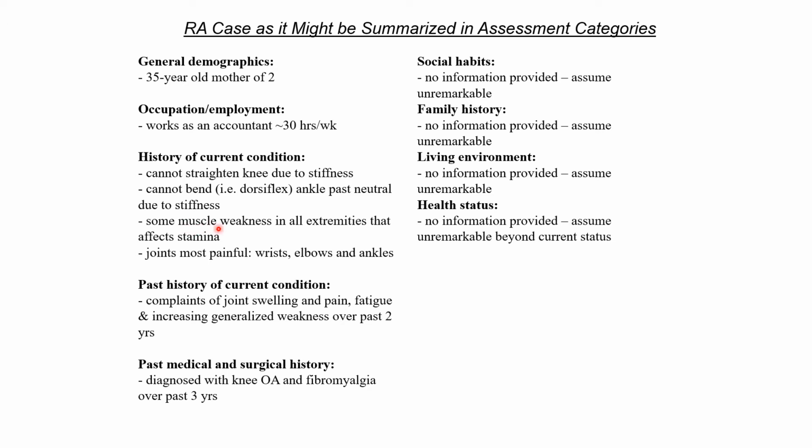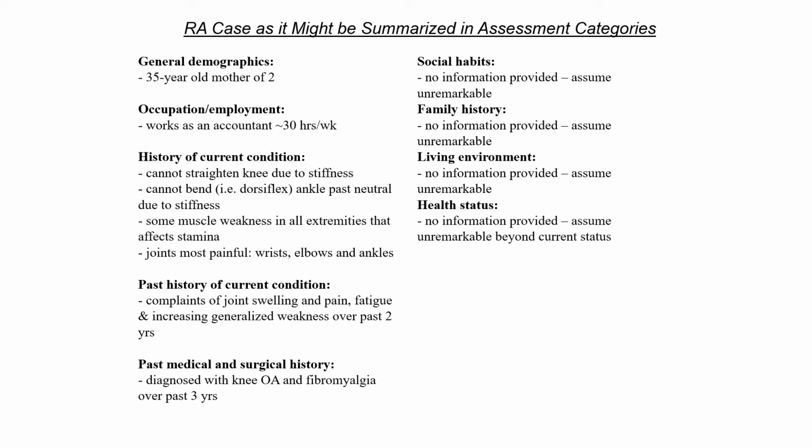Muscle weakness may also highlight underlying systemic changes, and that could be a marker. Of importance to us here also is some of the complaints of joint swelling, pain, and fatigue over the past 2 years. So a past history of this particular current condition, giving us a sense related to the timeline. The diagnosis of knee OA and fibromyalgia may hold some relevance in terms of how it may impact Ruth's gait, Ruth's movement, and if it could be a provocative factor.